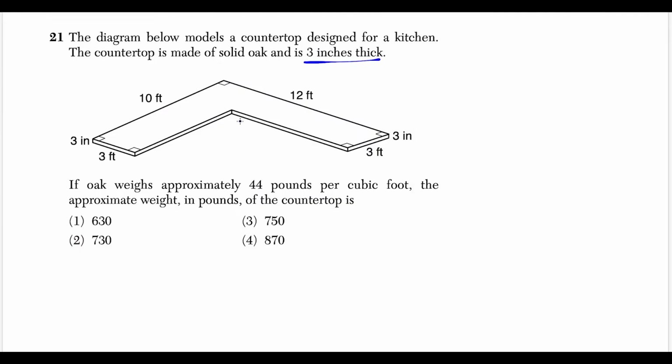Question 21, we have a countertop and it's made of solid oak. It's 3 inches thick and we're told the density. It's 44 pounds per cubic foot. And we have all the measurements here, but we want to find the approximate weight in pounds of this countertop.